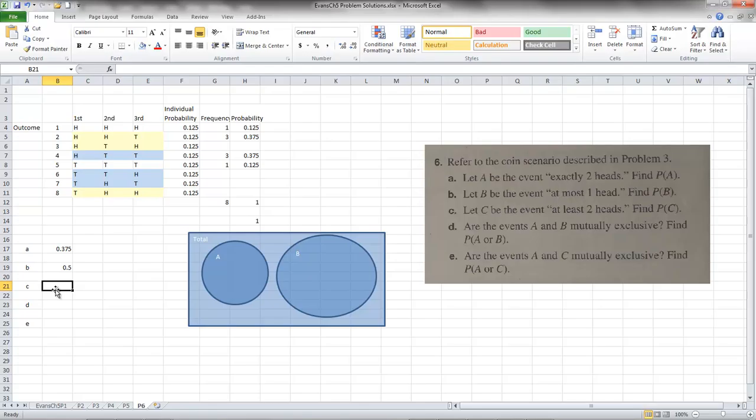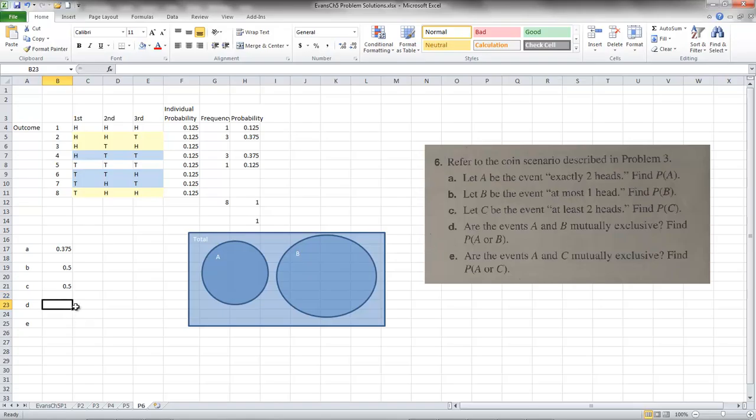So C is the event that there are at least 2 heads. So that means we have 2 or 3 heads. So, well, there we have 3 there. There's the second one. Here's a third one. And there's a fourth one here, okay? So again, we had a 50% chance of having at least 2 heads. That's 2 or 3. But that one, not 0.